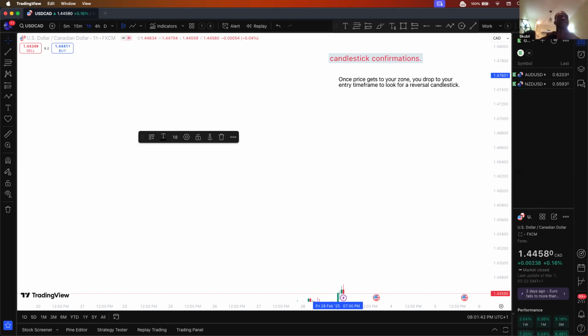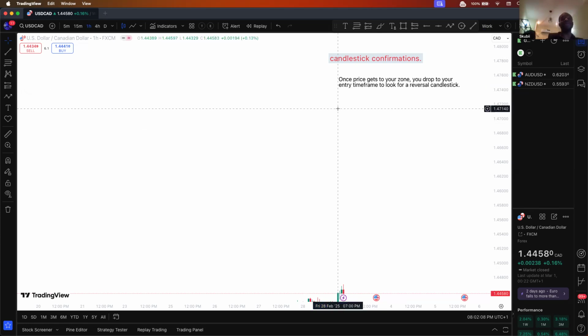So that's basically it. The key thing is that you have to wait for price, first of all, to tap your zone. Once it taps your zone, you drop to your entry time frame to look for a reversal candlestick. One thing I want to clarify is that entry time frames vary from trader to trader. It depends on the kind of trader you are. Personally, I'm a day trader, so the example I'm going to give you is from a day trader's perspective.